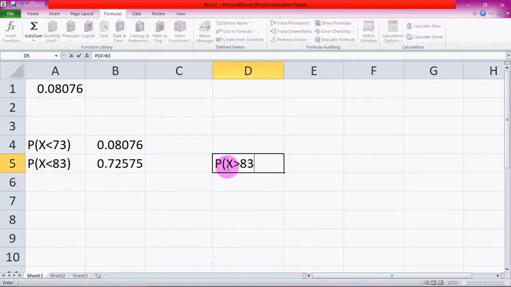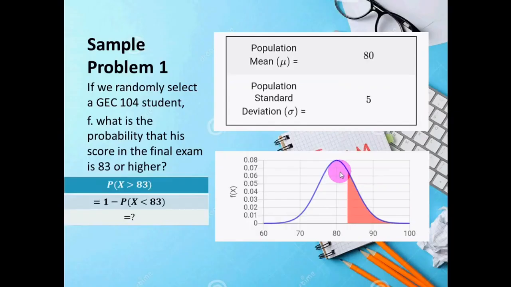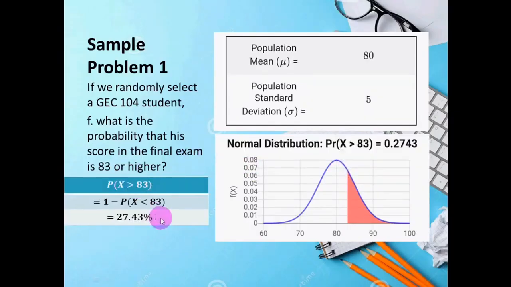Now, our concern is not the probability that x is less than 83, but the probability that x is greater than 83. Okay, now, again, to compute for this value, we will just subtract this value from 1. So we have equals 1 minus, just click this cell and then press enter. So we get 0.27425. The probability that x is greater than 83 is just 0.2743 by using Microsoft Excel.